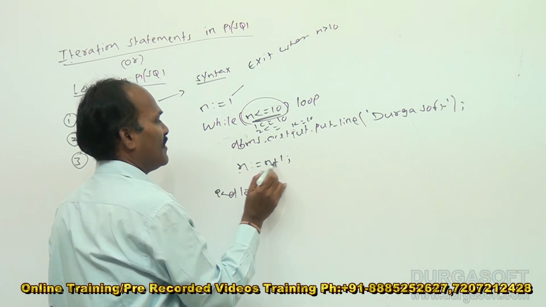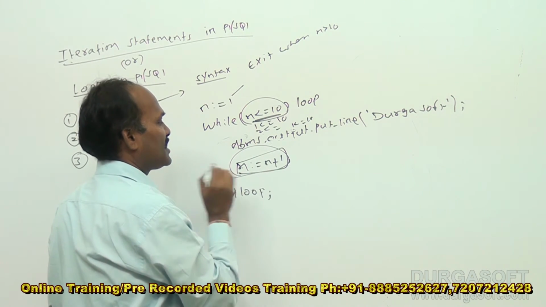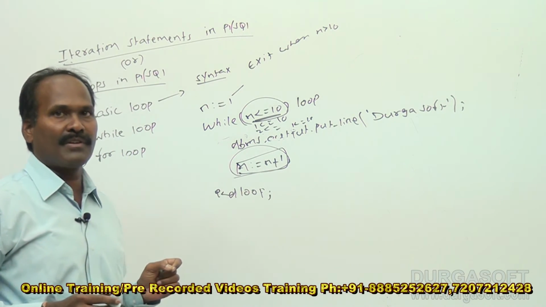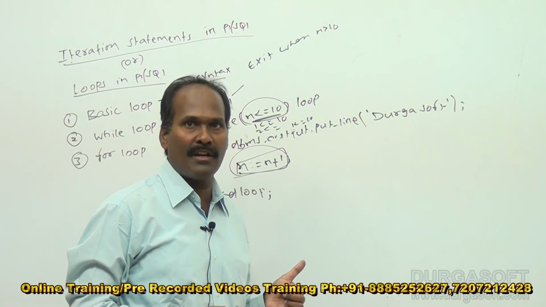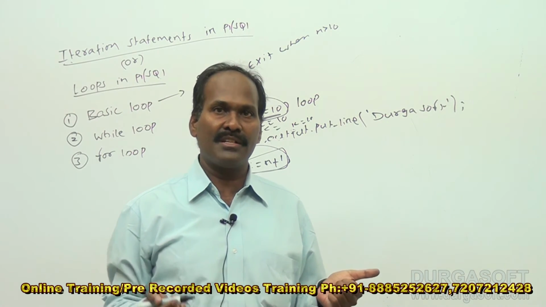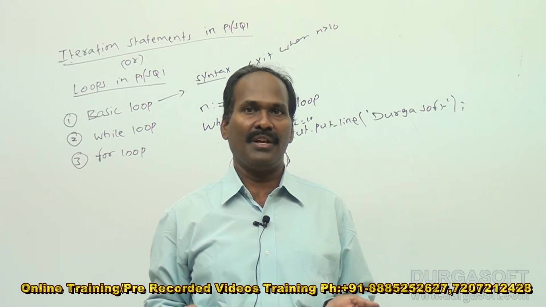N equal to n plus 1. Every time the n value is incremented. Suppose I omit this line, n equal to n plus 1. Then the condition is never false, and the loop will automatically enter into an infinite state.